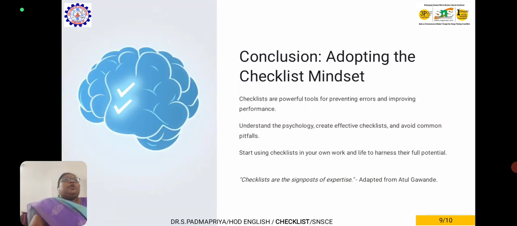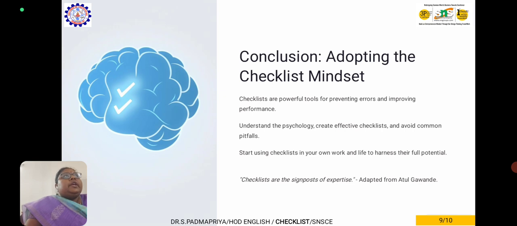Finally, adopting this checklist mindset is very important, and it is helpful for preventing errors and improving your performance. You can understand the psychology, create effective checklists, and avoid common pitfalls. For example, if a student is going to write an examination, you can create a checklist on the left hand side of the answer script, so that you can just read the checklist and be prepared.